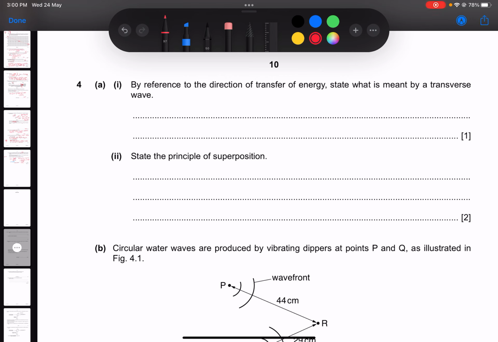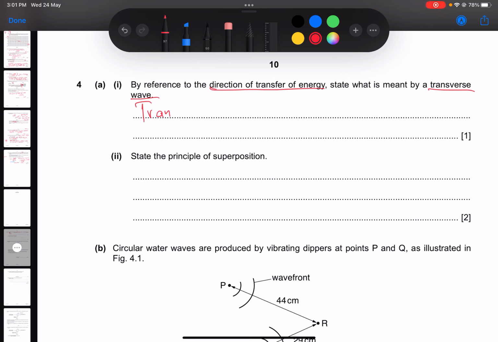A. So first question. By reference to the direction of transfer of energy, state what is meant by the transverse wave. So in this question, guys, basically we have to define transverse wave in terms of, let's say, direction of transfer of energy. Okay, so we can say transverse wave. We have two types of waves, right? One is going to be transferred up and down, another is going to be perpendicular back and forth directions, right?